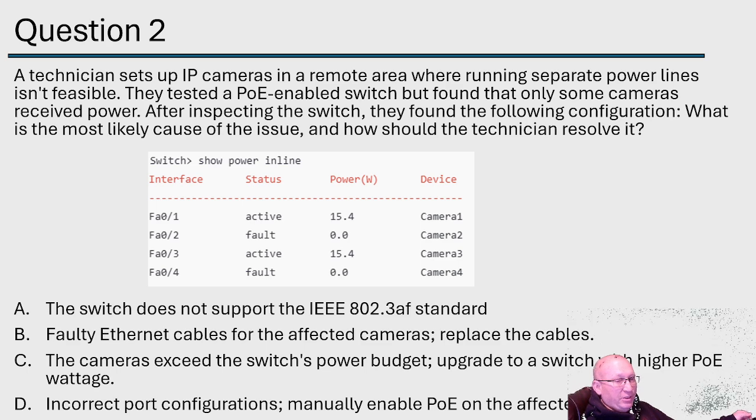We need to upgrade the switch to a higher power over Ethernet wattage, because our power should be at 15.4 across the board for each camera. We're not seeing that. We're only seeing it on 1 and 3, which makes me say that, hey, the most likely position is that we're missing power. We don't have a proper power budget associated with it.